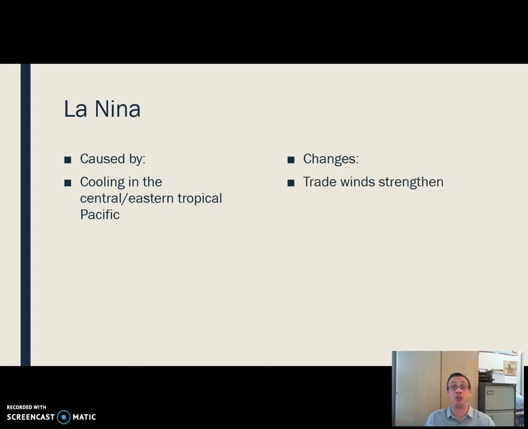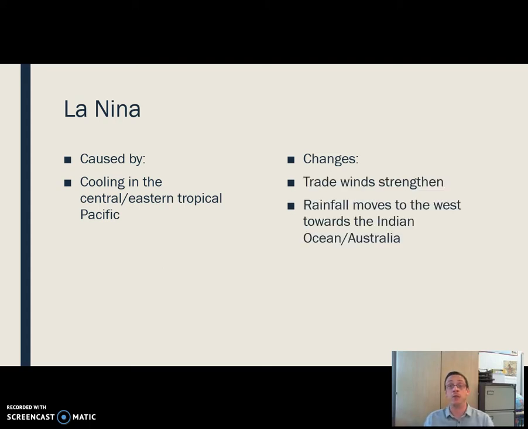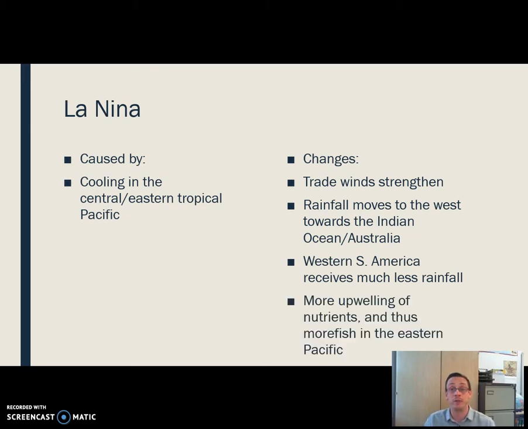So we get the trade winds get stronger. Rainfall moves west rather than east, and it moves towards the Indian Ocean or Australia. Western South America, obviously, receives a lot less rainfall. And this also means that we see more upwelling of nutrients, and thus more fish, and I've forgotten a space in my PowerPoint, in the eastern Pacific.